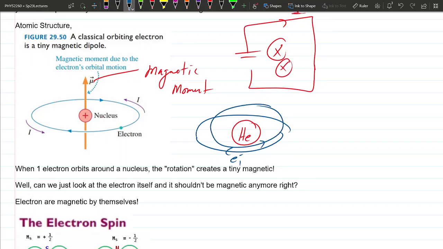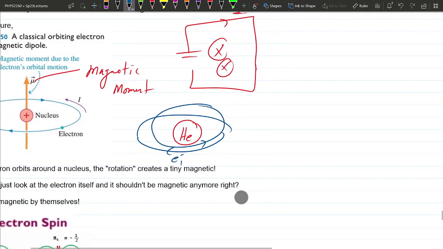So the 2 electrons actually create an effect where there is no magnetic field. Therefore, helium is not magnetic, because it has an even number of electrons in its outer shell, okay?